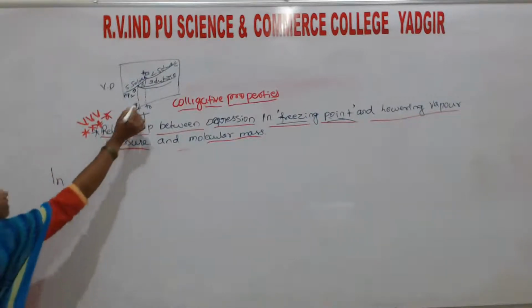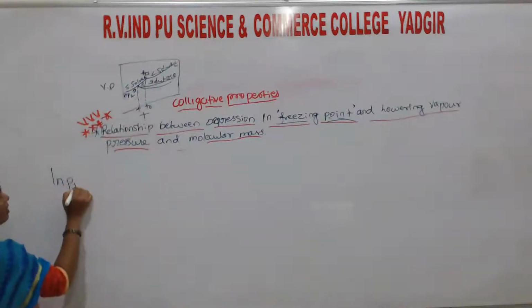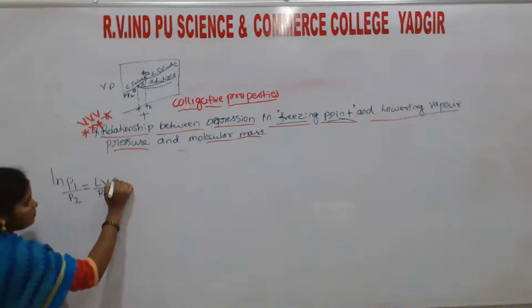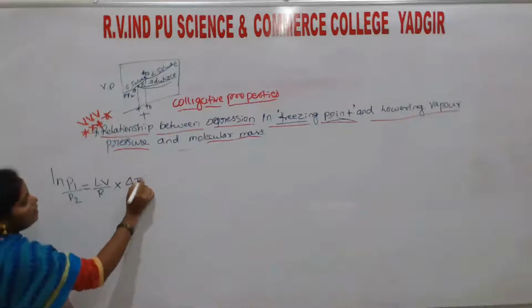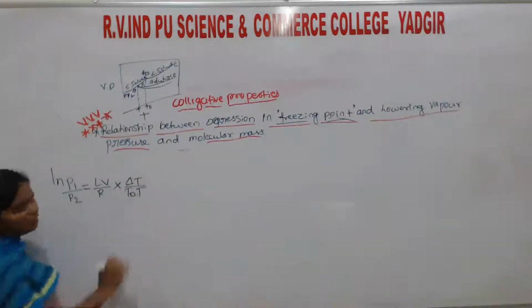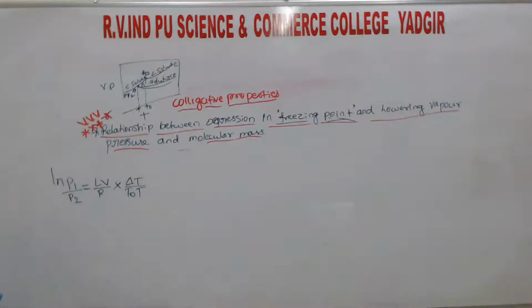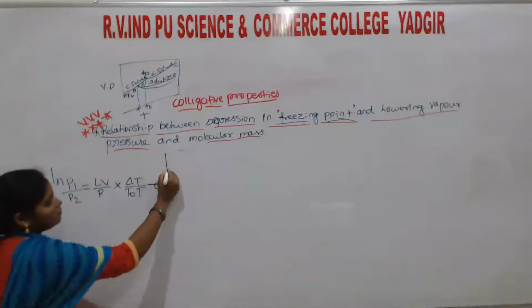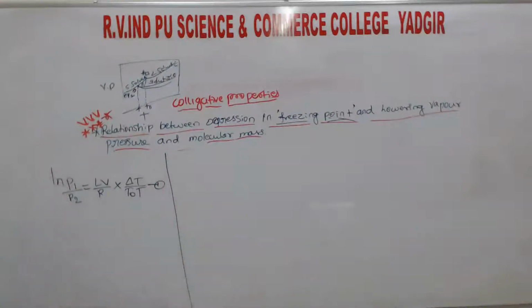ln of P1 by P2 is equal to Lb divided by R into delta T divided by T0 into T. This is equation number 1. You have applied the integrated form of the Clausius-Clapeyron equation.